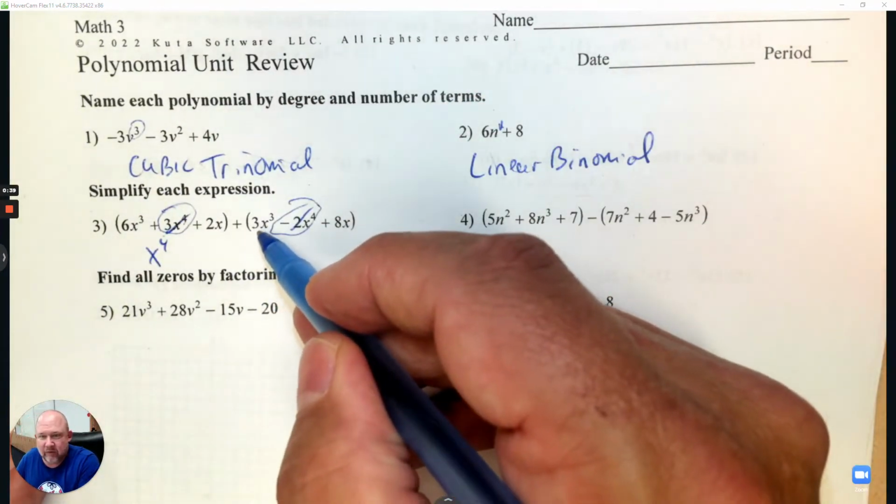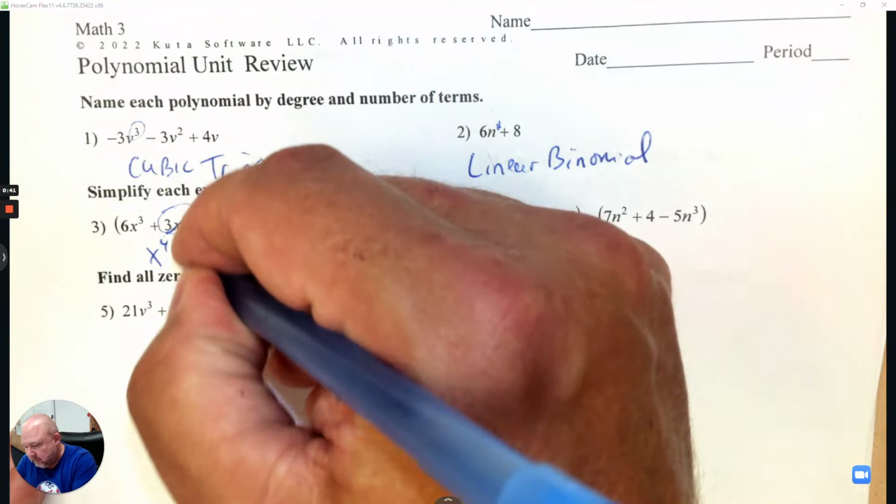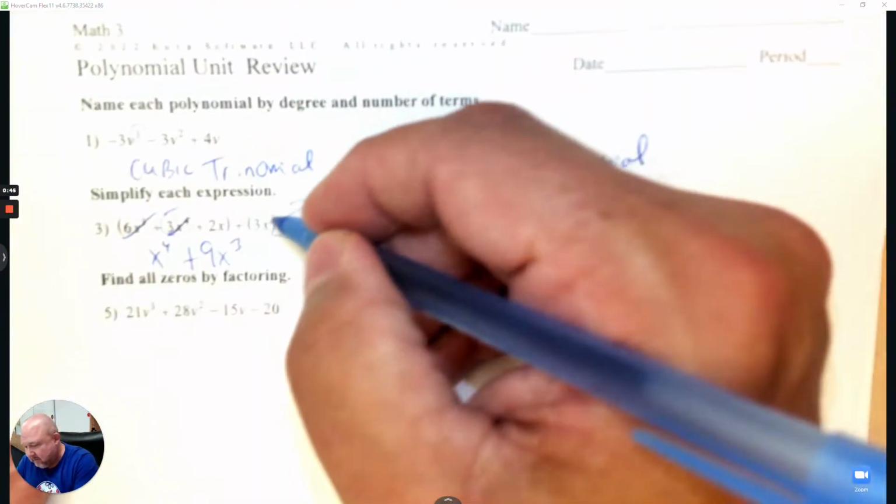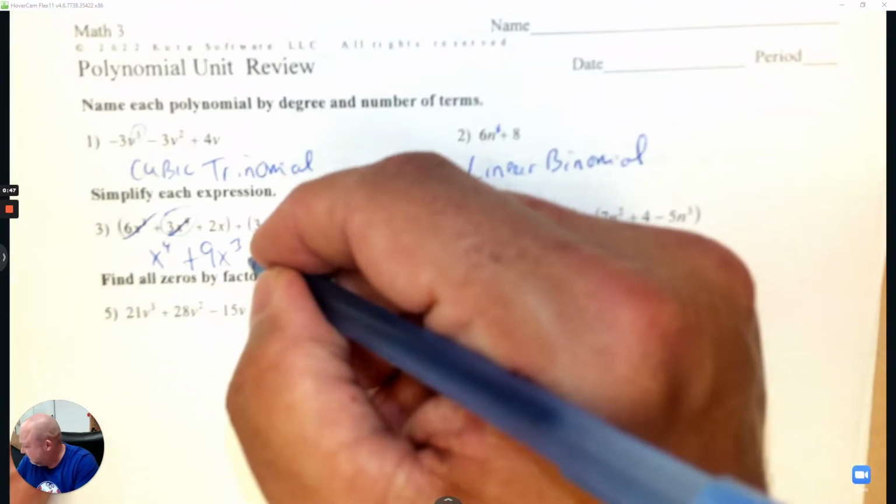The next is 3x cubed and 6x cubed. That's 9x cubed. And then what's left? And again, if you cross it out, 2x and 8x, that's 10x.